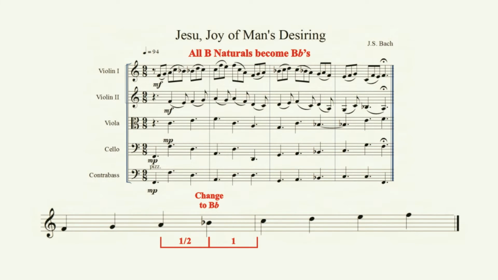This change to B flat decreases the distance between scale degrees 3 and 4 to a half step, while at the same time it increases the distance between scale degrees 4 and 5 to a whole step. This change to B flat in the scale represents a change to all B flats in the piece, and the change to B flat again causes the piece to sound major in quality.